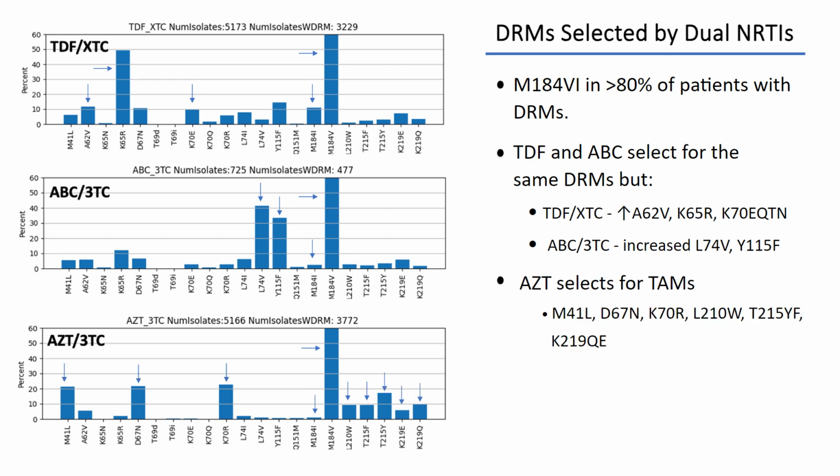AZT selects almost exclusively for TAMs at positions 41, 67, 70, 210, 215, and 219. The multi-drug resistance DRMs, a double amino acid insertion at position 69, and Q151M are exceedingly rare. Most of these DRMs date back to the time before 3TC and FTC became a standard part of dual NRTI therapy.